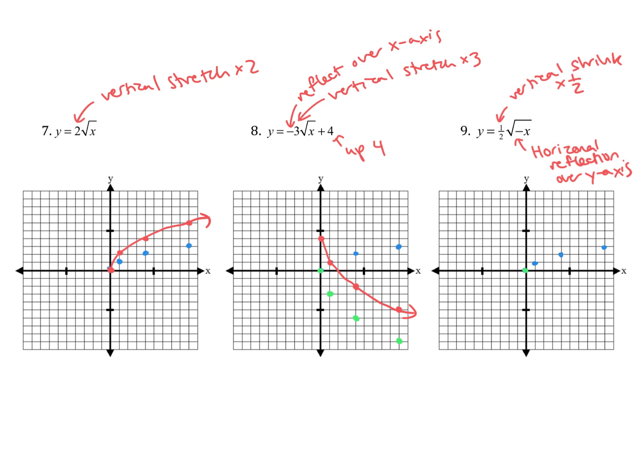So the 0, 0 point stays where it is, and I flip it over the y-axis. And then my vertical shrink by 1/2, all the points are going to be half as tall. So the 0, 0 point stays where it is. Instead of going up 1, that would be up 1/2. Instead of up 2, up 1. And instead of up 3, up 1.5. And so the graph is half as tall.